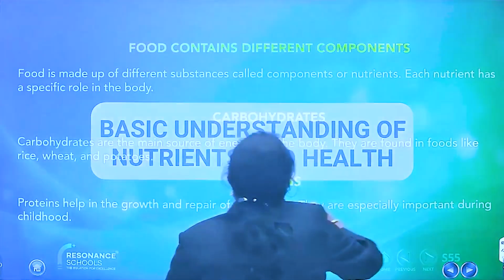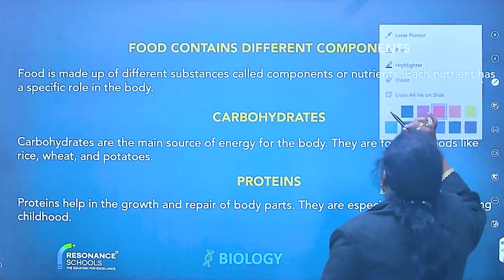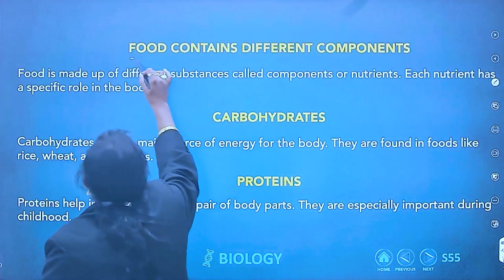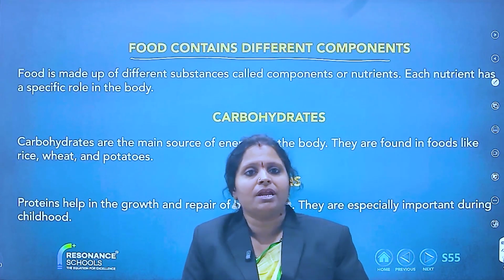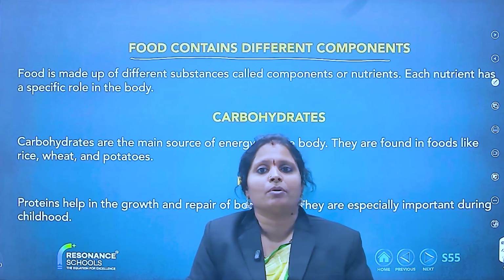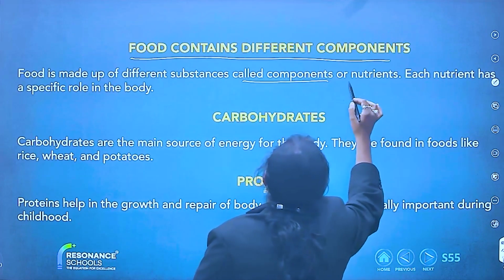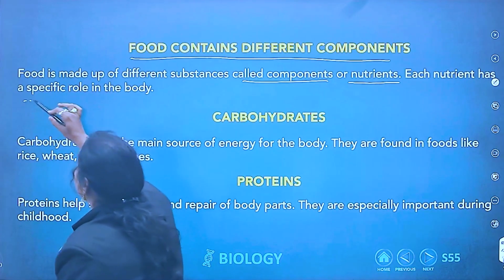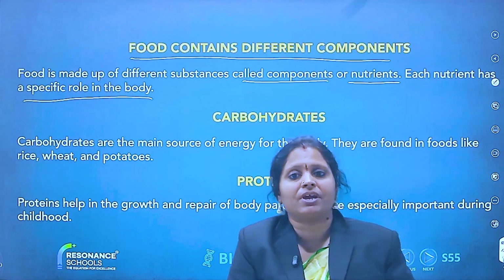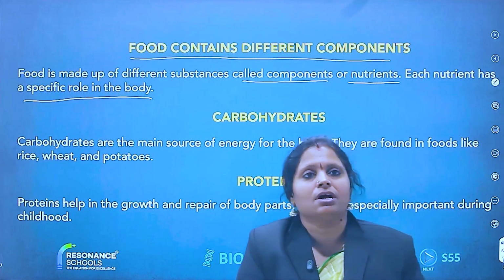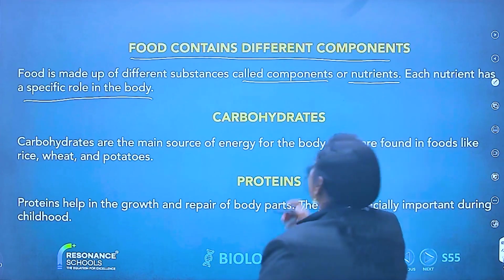Right, children. Now let us go with the basic understanding of food and health. In this, the first concept is that food contains different components. Food is made up of different substances called components or nutrients. Each nutrient has a specific role in the body. So, what are those nutrients?